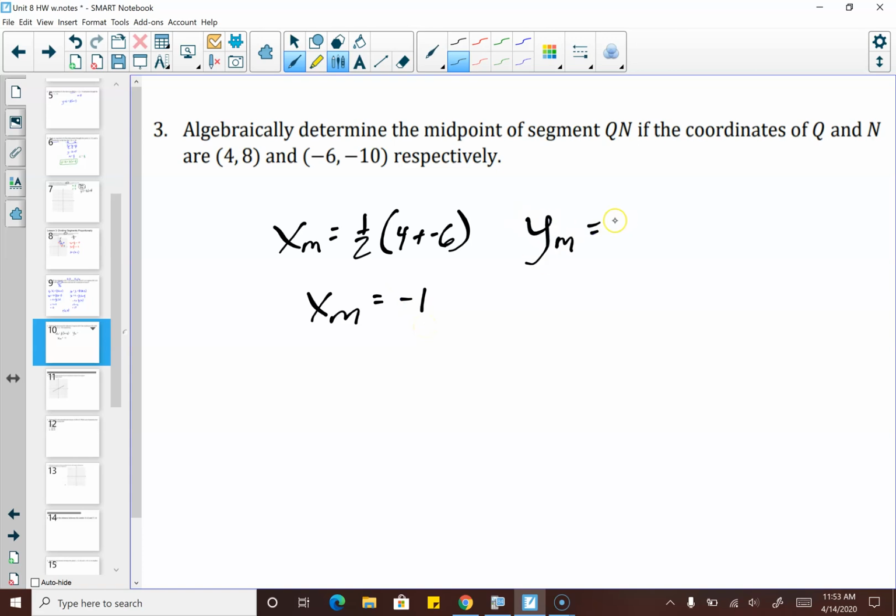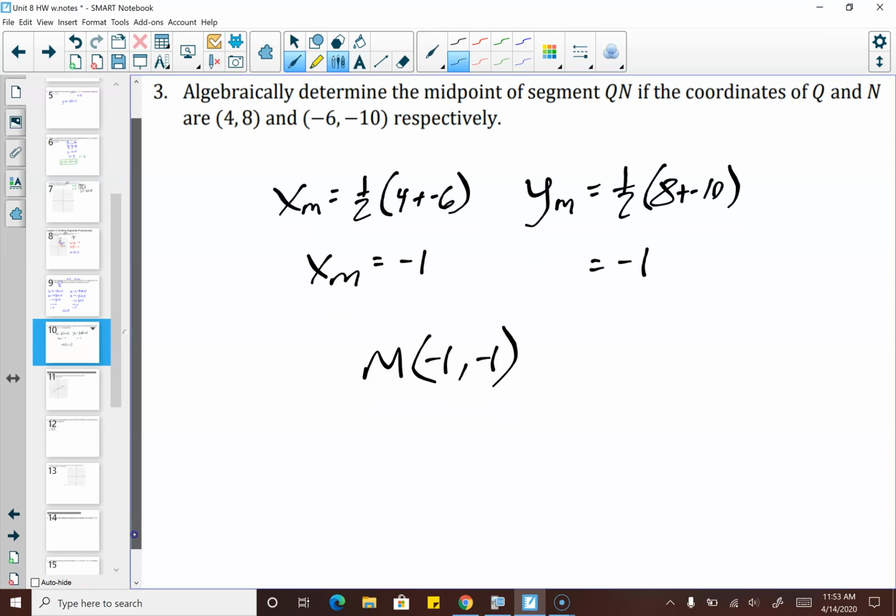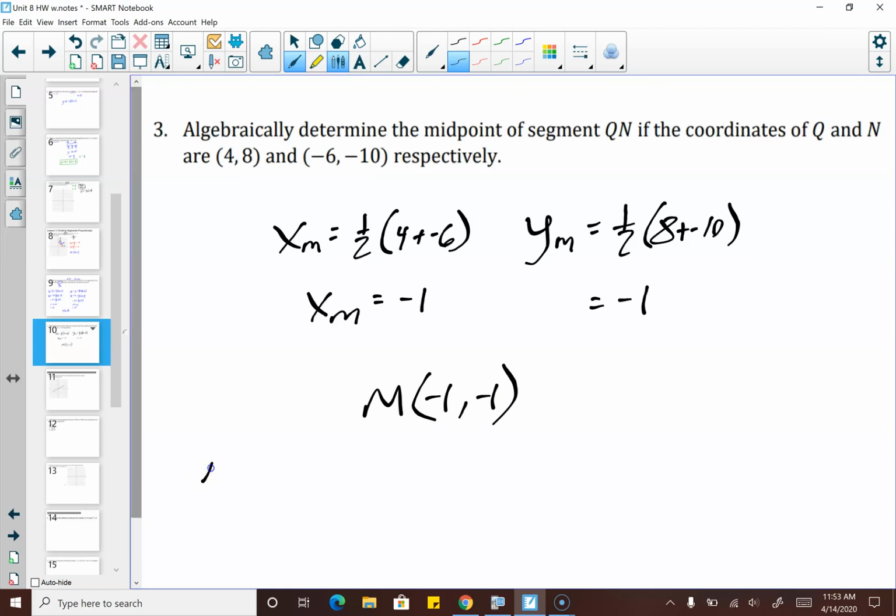And then for our Y midpoint will be half of 8 plus -10. So when we do that, 8 plus -10 is -2, and half of that is -1. So then our midpoint is -1, comma -1. I just want to throw out a different way to do this.